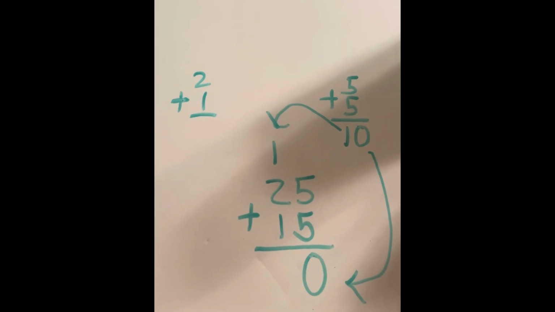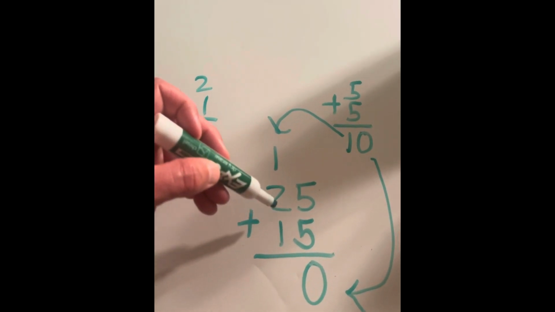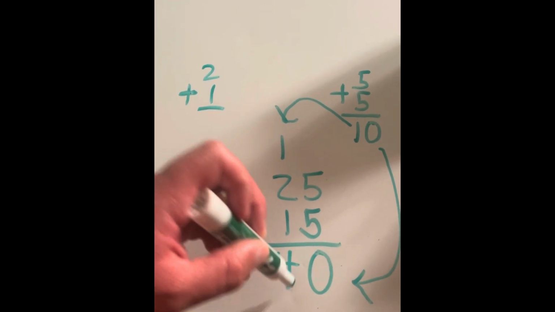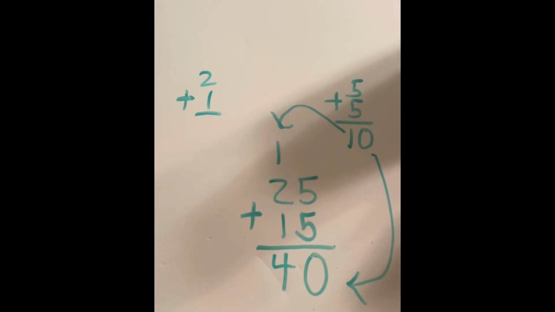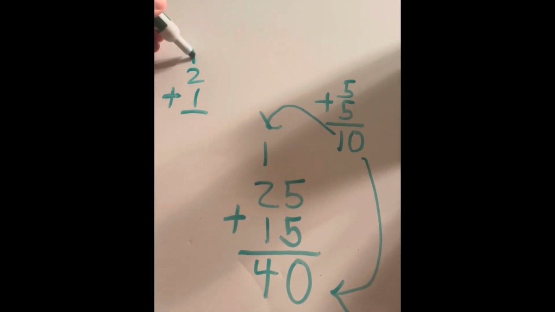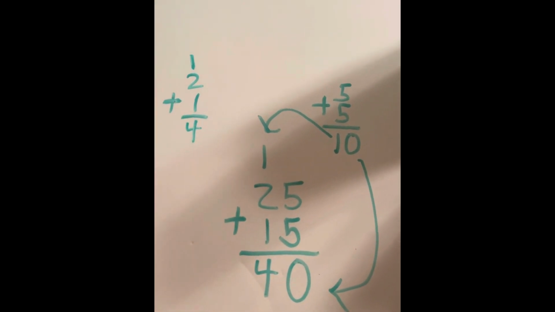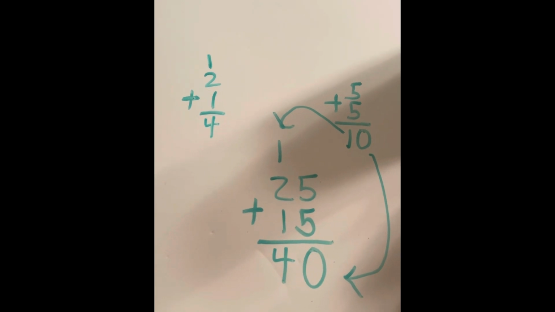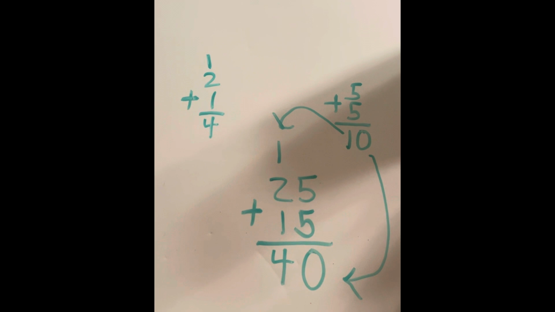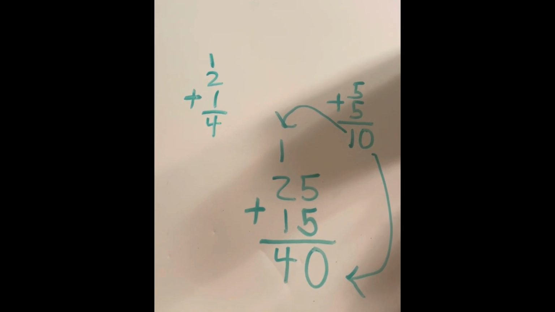So 2 plus 1 equals 3. But if we add the 1 that we carried over, it equals 4. That makes it 4 in the tens place. So if I'm going to do the same thing up here that I'm doing down there, 25 plus 15 equals 40.